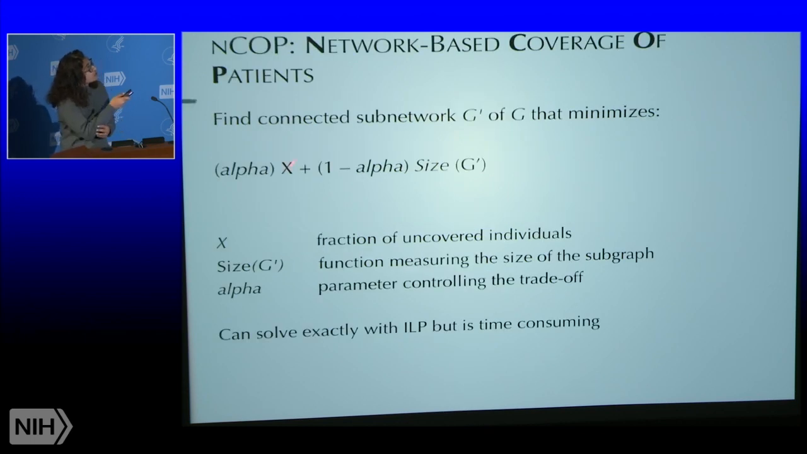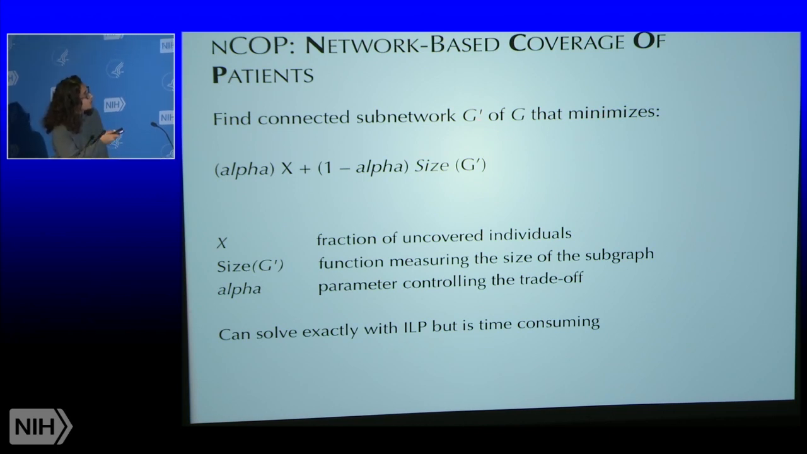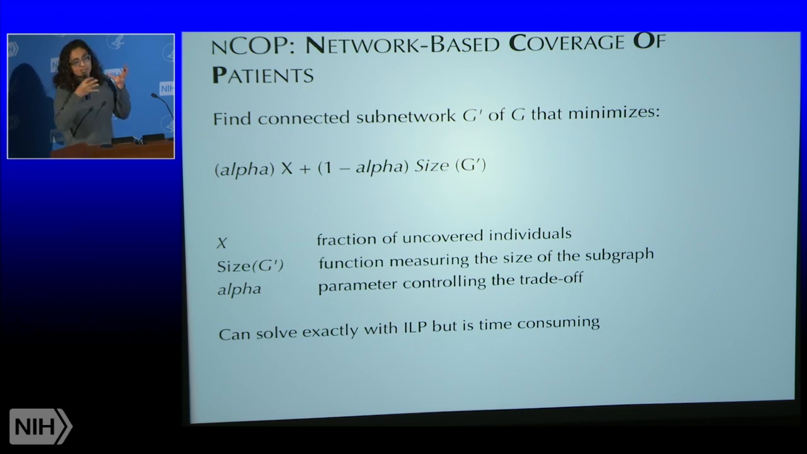So we developed this approach called NCOP, Network-Based Coverage of Patients, where our goal is to find a connected subnetwork, G', of the overall network, that minimizes something simple. So one part, this first part, is just the fraction of uncovered individuals. And the second part is just the size of the subnetwork that you're outputting. So ideally, you want to minimize the number of uncovered individuals while also minimizing the size of this subnetwork, trying to capture this trade-off, which we deal with a single parameter alpha.